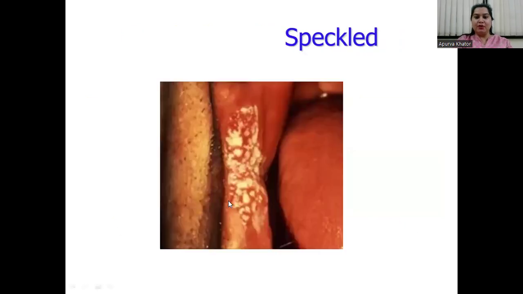This is the speckled variety of leukoplakia. Here we can see specks of white areas on the base of a red area.